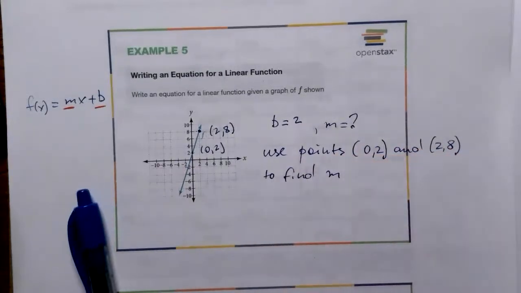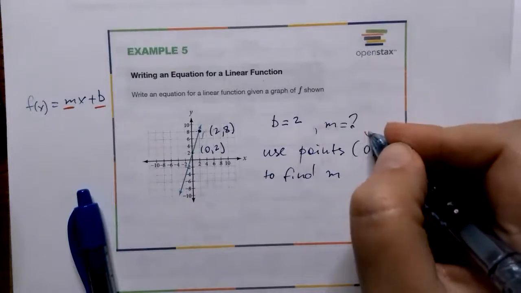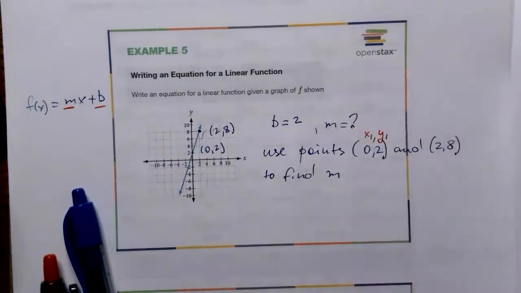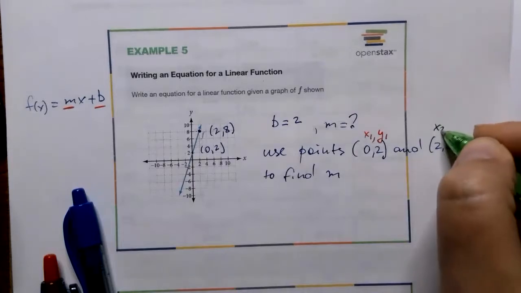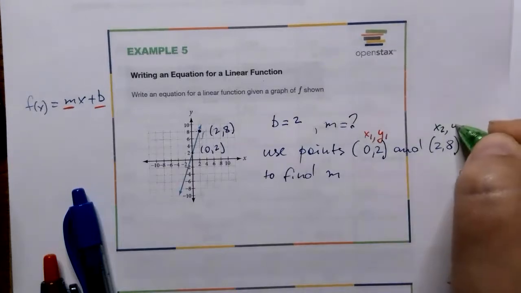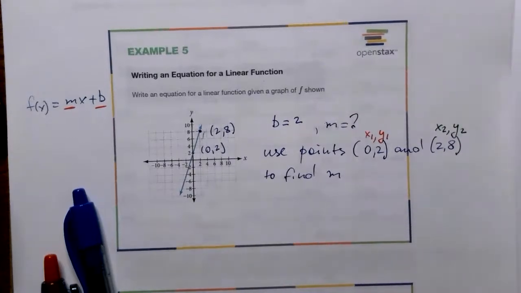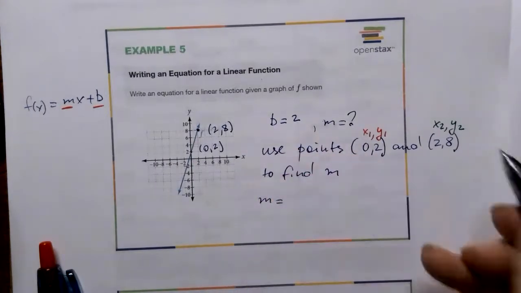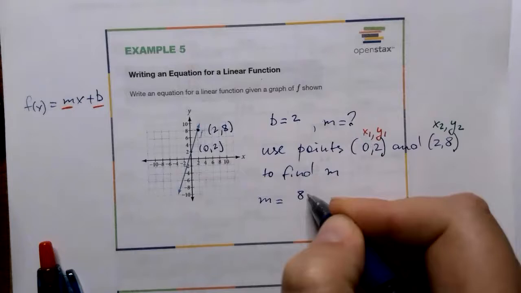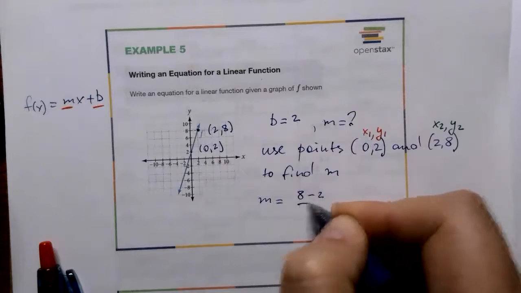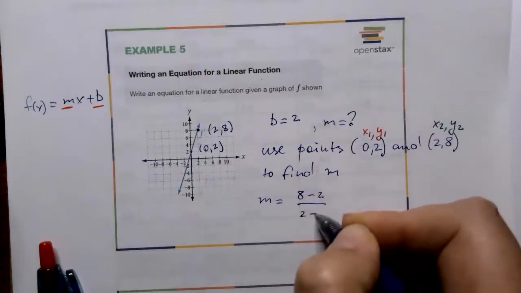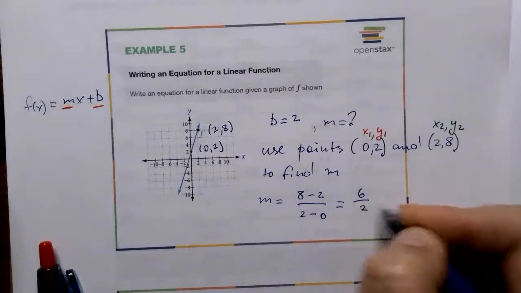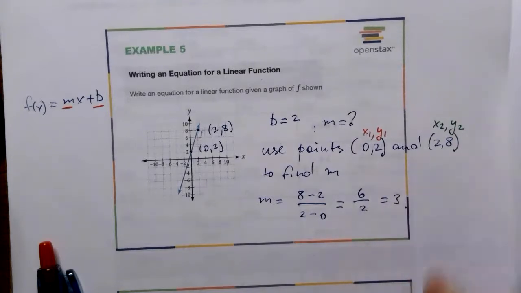Okay, so let's label them. 0 is x1, 2 is y1. 2 is x2, and 8 is y2. So putting that into the formula, we have 8 minus 2 over 2 minus 0. So we have 6 over 2, and that's 3.